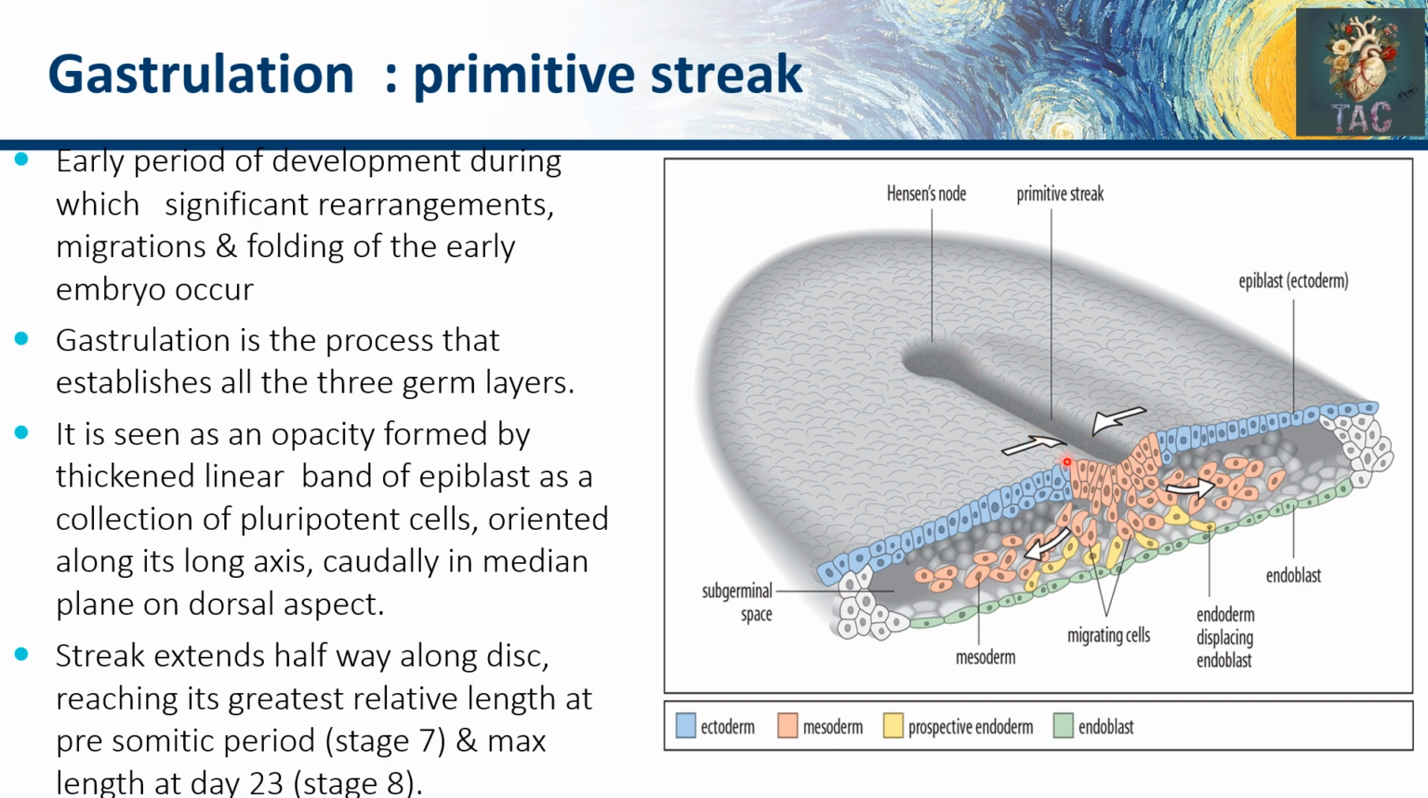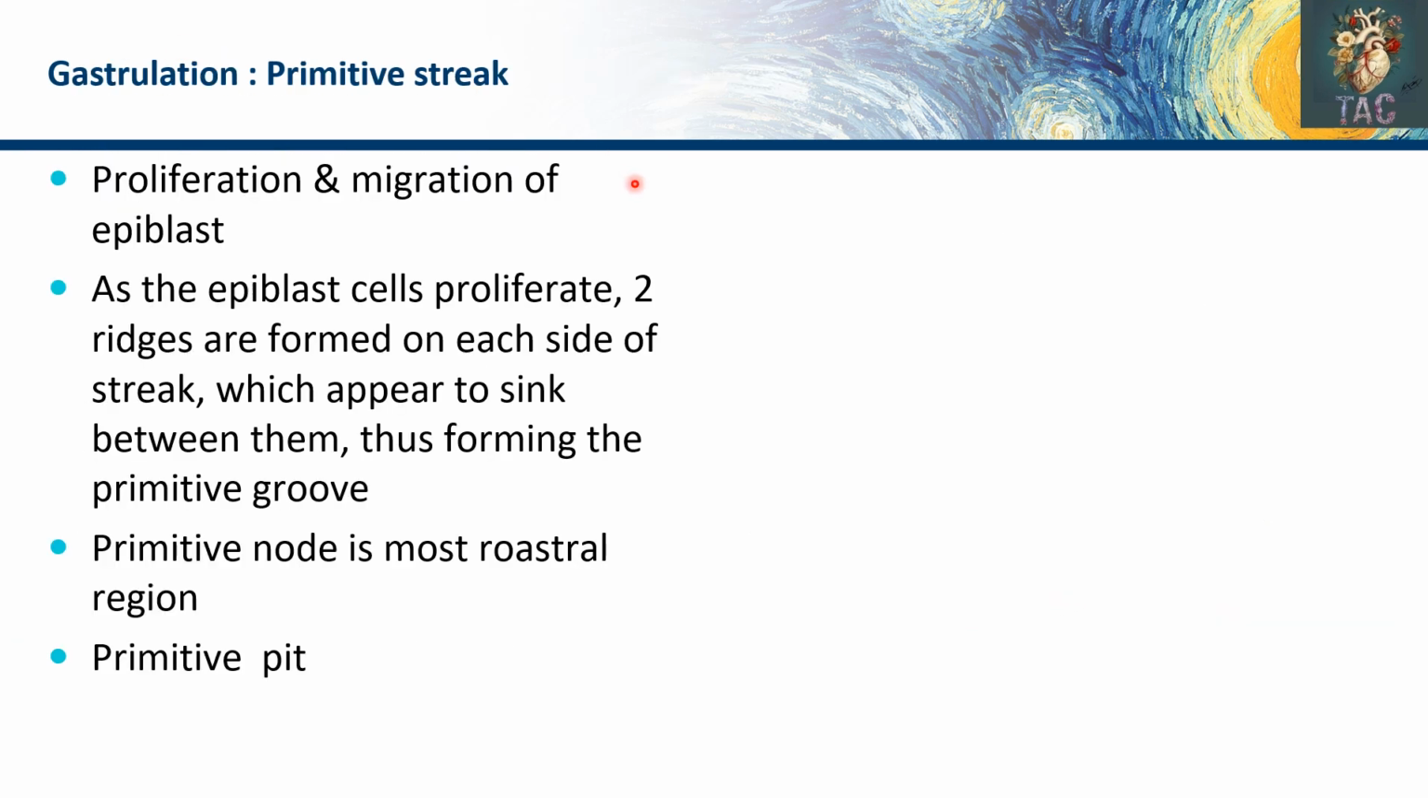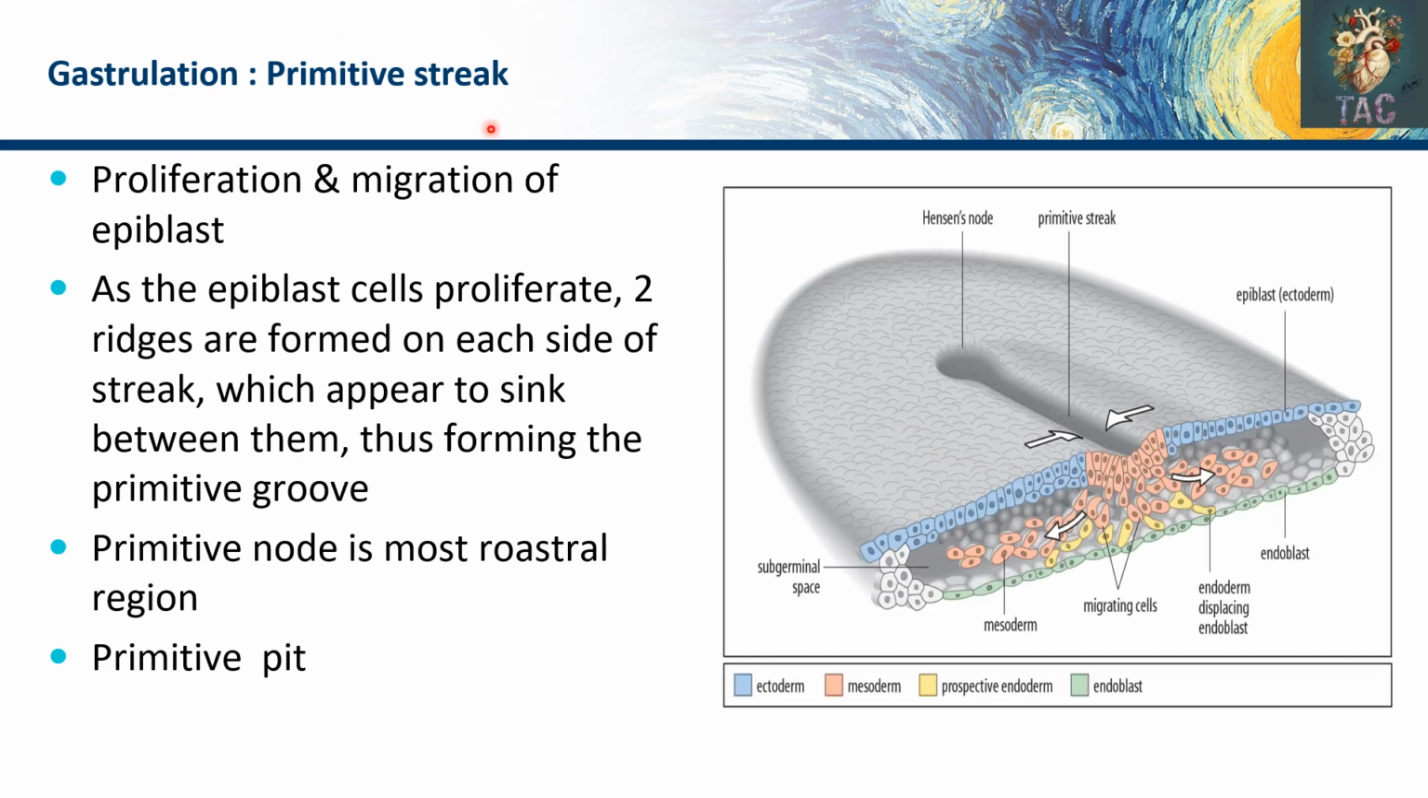This is the primitive streak, and it extends halfway along the disc, reaching its greatest relative length at the pre-somite stage, stage 7, and maximum length at stage 13. These are the pluripotent cells which are migrating through the area of the primitive streak, and they come to lie in between the epiblast and hypoblast layers. So gastrulation involves the proliferation and migration of the epiblast.